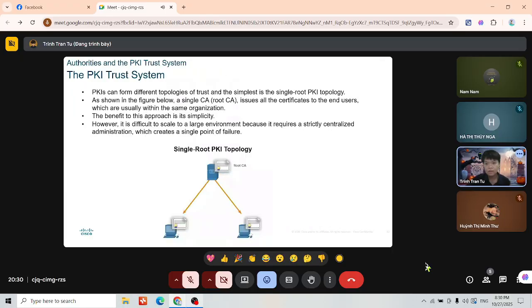And the next, 8. The PKI trust system, simple model, single root structure. One root CA issues certificates for all users. Advantage: simplicity. Disadvantage: difficult to scale, and a single point of failure. This model suits a small organization, but if the root CA fails, the entire trust system collapses.